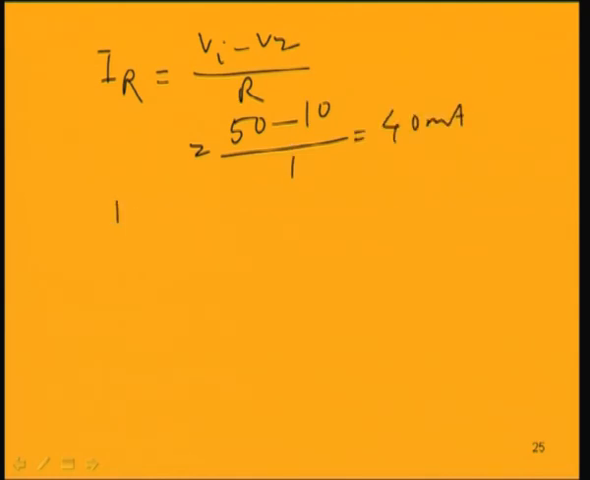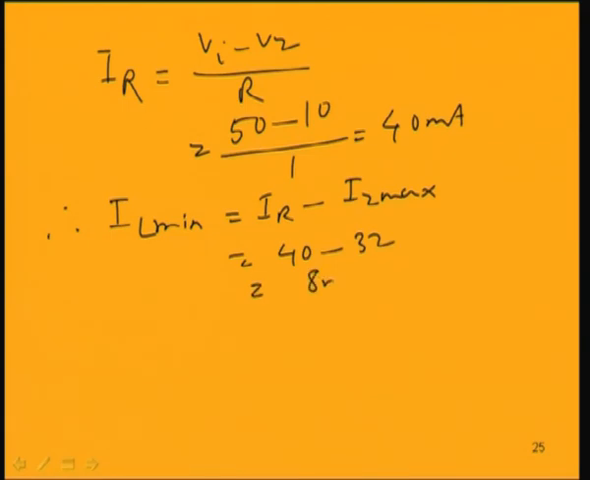So, what is the IL minimum for that maximum load resistance, we have to find out. So, IL minimum for maximum IZ is IR minus IZ max. IR is equal to 40 and IZ max is 32, so 8 milliampere. So, 8 milliampere is the minimum load current.